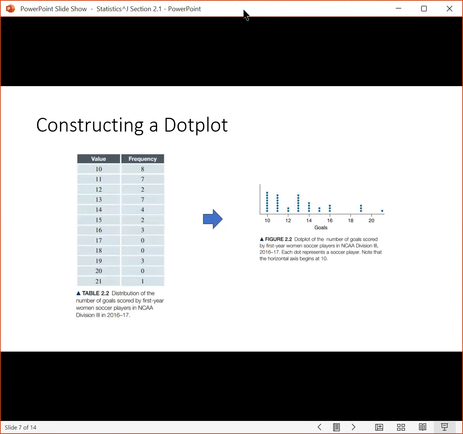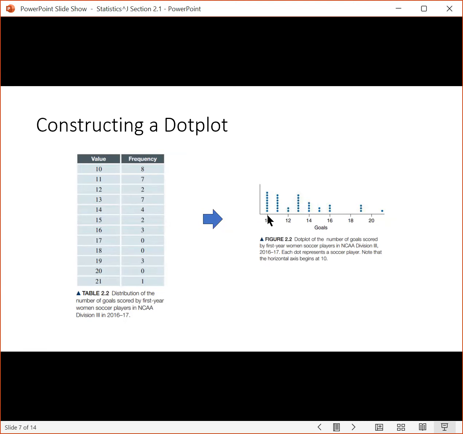All right, let's take a look at an example of that. So we've got our distribution table, and then we want to translate that into a dot plot. So what we do is we start off with the lowest value, that's 10, and put that on a number line. And then we want to take the frequency and put that many dots above the number line. So you've got 8 there: 1, 2, 3, 4, 5, 6, 7, 8. And then we want to move over a distance and put 11, and then put 7 dots, 12, and then put 2 dots, and so on.